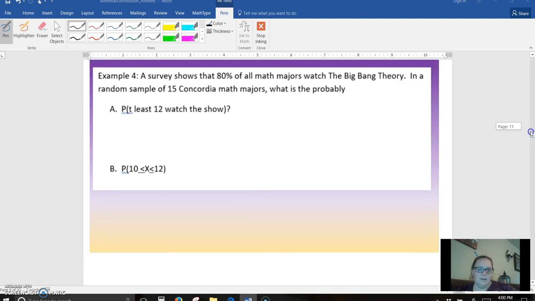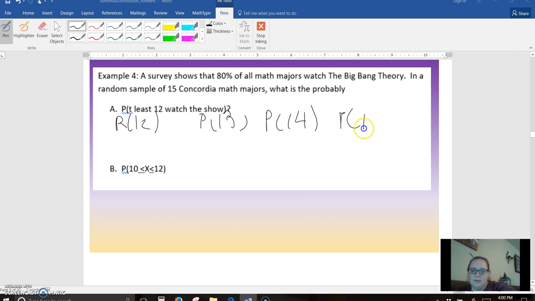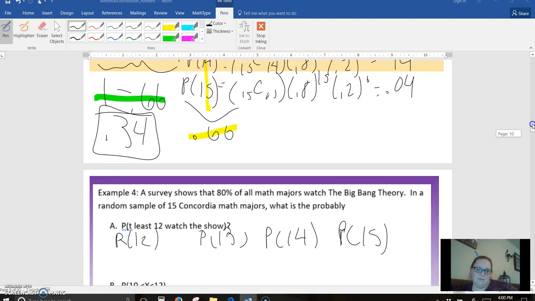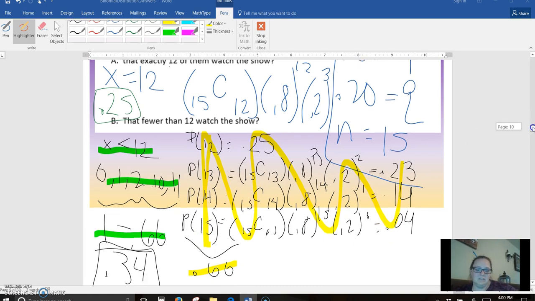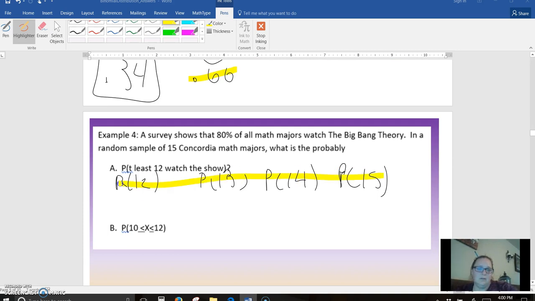Now let's do another one. This is at least 12 watch the show. So this would be probability of 12, probability of 13, probability of 14, probability of 15. All right, and that's just 4 of them, and we did that actually. This is all of that. All right, and we got 0.66. So I'm just going to write that down. 0.66, which means 66%. At least 12 watch the show.